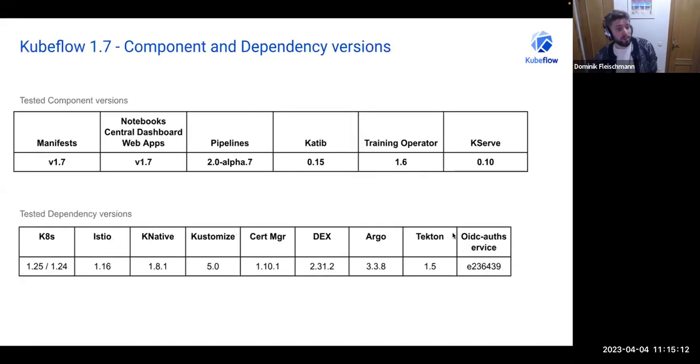And Kubeflow is a very big project, and we have multiple dependencies that we have to operate in. This release, we are very proud to announce that we are actually able to support multiple Kubernetes versions for the first time. So for this release, we are comfortable with people using both 1.25 and 1.24 on Kubernetes. And that means that we also have to update multiple other dependencies like Istio, which now is on 1.16, or Knative, which is on 1.8.1.